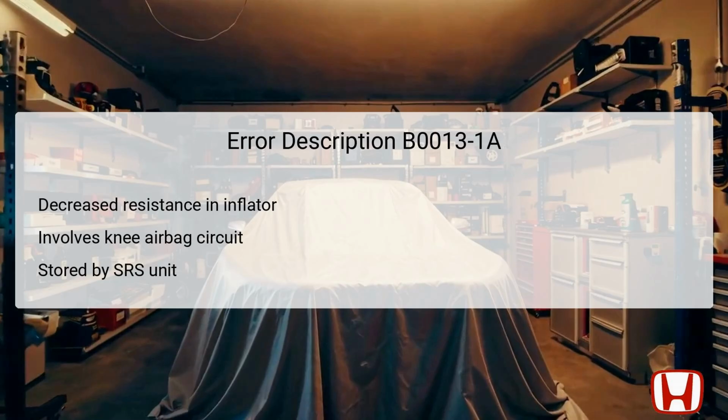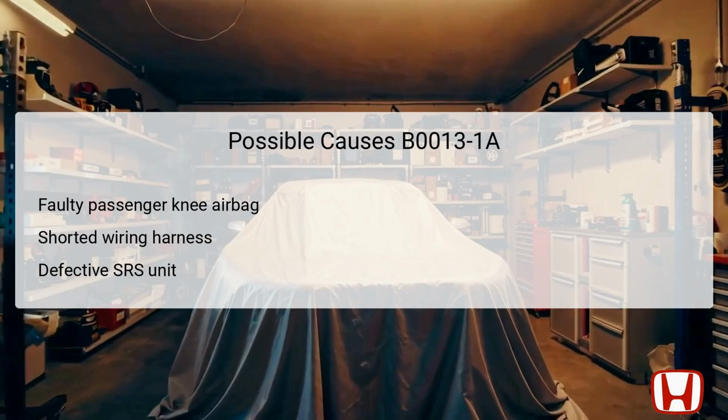The SRS unit, located in the vehicle's center console area or under the seat, plays a critical role in monitoring the performance of the airbag systems. When triggered, the SRS system's integrity is compromised, which is why it's crucial to investigate connections, wiring, and the service status of components involved.